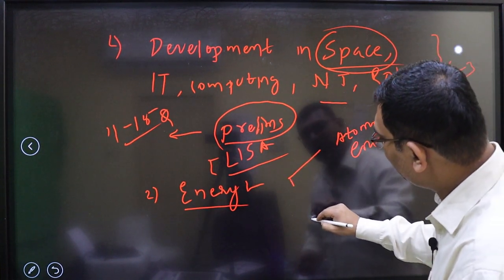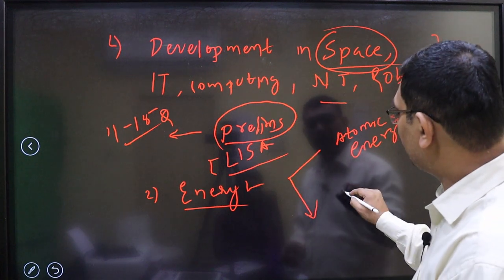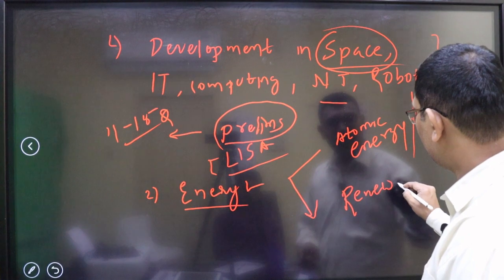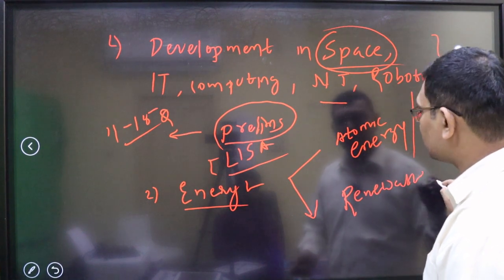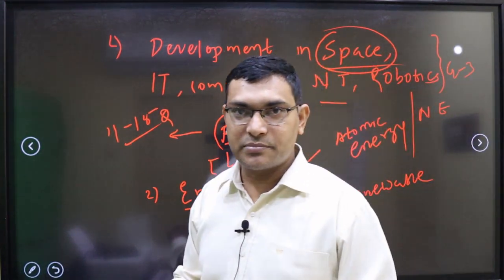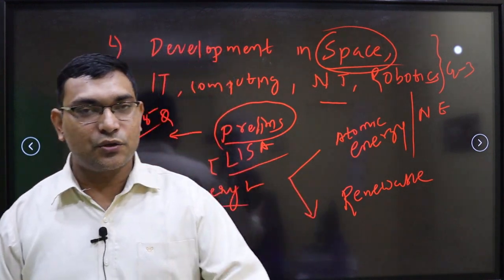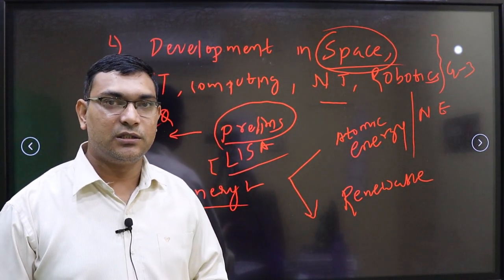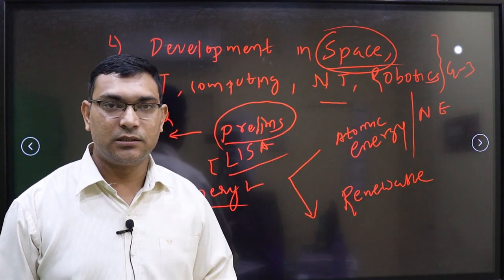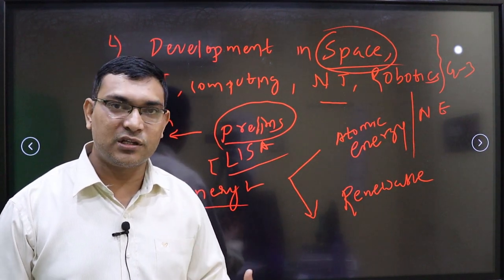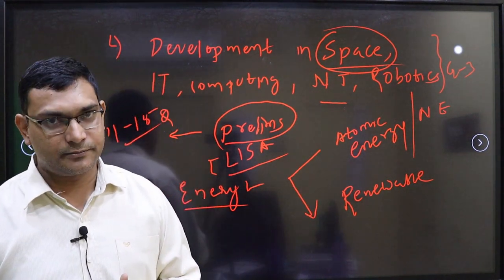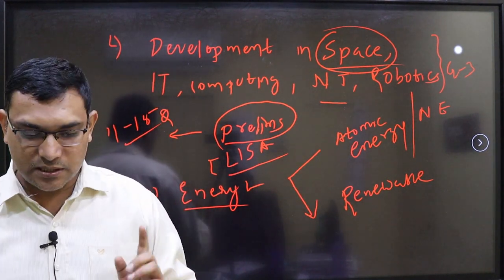The second one is renewable forms of energy. There was a question on solar in prelims. They can ask you a question in the mains also, on renewables: wind, OTEC or biofuels, etc. They can ask you questions on renewable forms of energy also. Right, clear? So this is one.